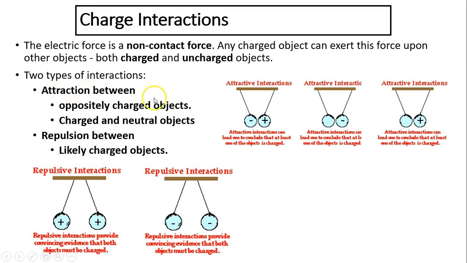Attraction exists between oppositely charged objects. If you put a negatively charged object and a positively charged object together, they will attract each other. Attraction also exists between charged and neutral objects. If one is neutral and the other one is charged, they will attract each other. The charged object can be negative or positive. The other type of interaction is repulsion. Repulsion occurs when you put two like-charged objects next to each other. Positive and positive repel, and negative also repels another negative.